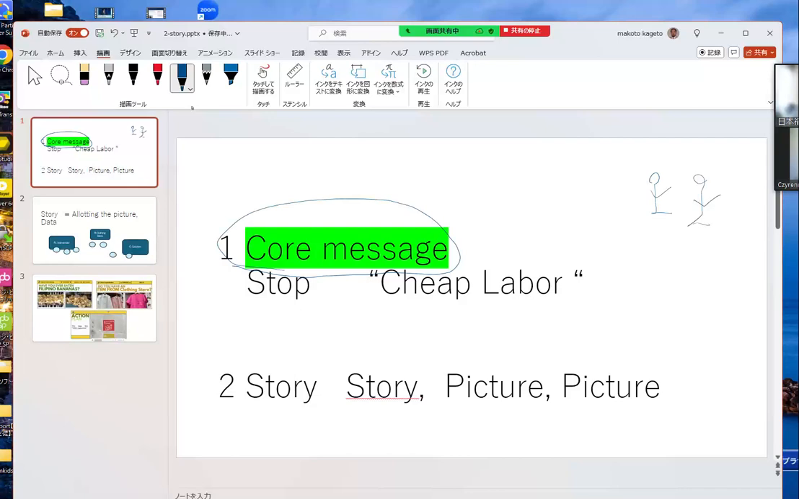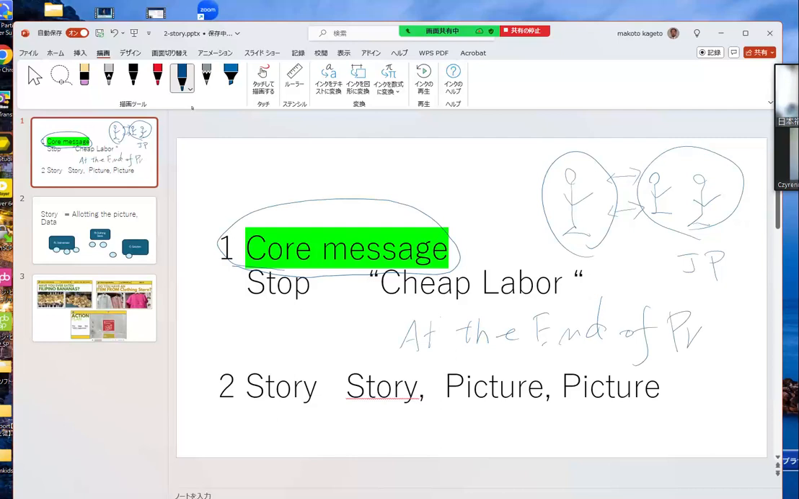You and two Japanese students collaborate with each other, right? That's right. And what you should do first is decide the core message, right? What does core message mean? Please use this word at the end of the presentation.